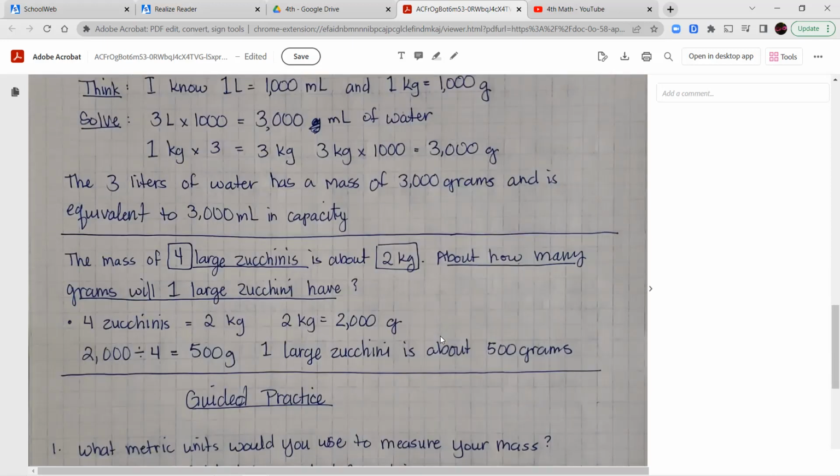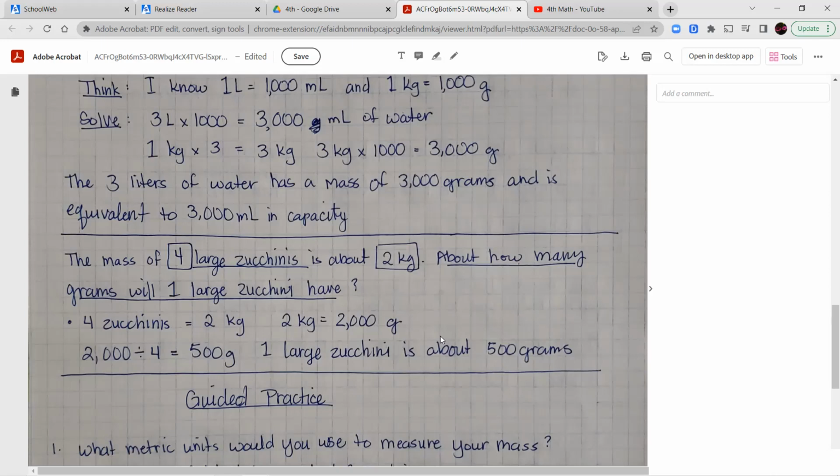Okay, our next example says the mass of 4 large zucchinis is about 2 kilograms. About how many grams will 1 large zucchini have? So I wanted to stop and think. If I have 4 large zucchinis, and that's 2 kilograms, and I know 2 kilograms is equal to 2,000 grams. So 2,000 grams is how much I have, is the mass for 4 of them. I want to find the mass for 1 of them, so I'm going to take my 2,000 and divide it by 4. When I divide 2,000 by 4, I get 500 grams. So 1 large zucchini is about 500 grams in mass.